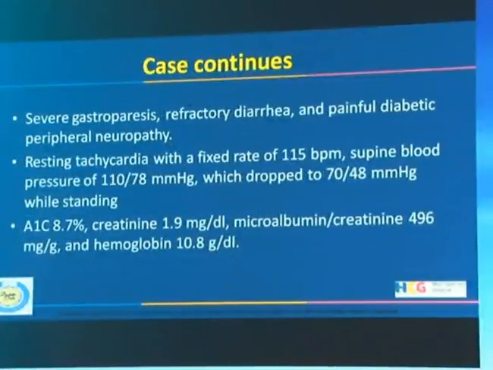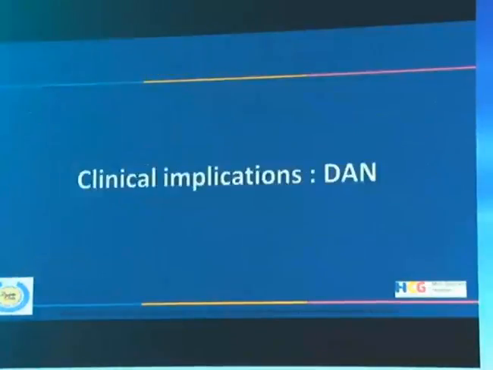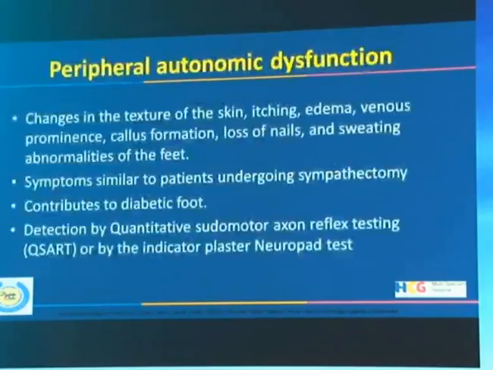She had severe gastroparesis, refractory diarrhea, and painful diabetic peripheral neuropathy. She had resting tachycardia, which is considered to be a hallmark of cardiac autonomic neuropathy, with a fixed rate of 115, and all tests were positive. Even creatinine was 1.9. So this is a typical case which could have been prevented 16 years back if the person had looked for CAN.